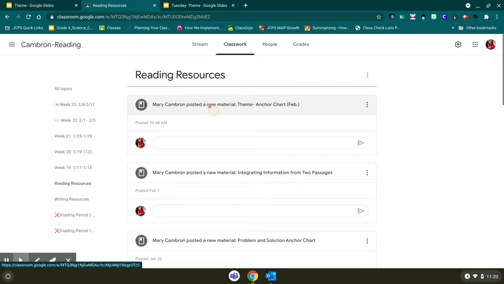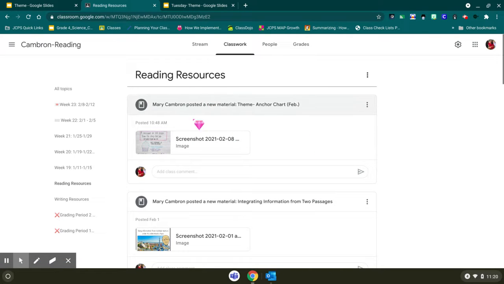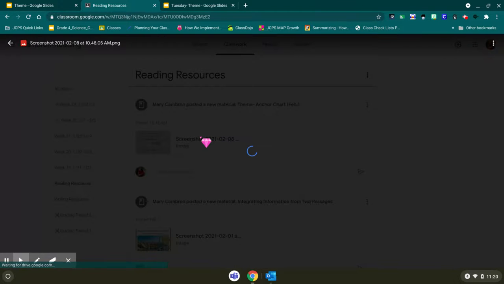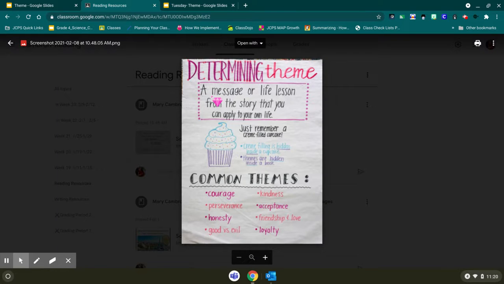In your reading classroom, under reading resources, I've also added an anchor chart. Now this one says theme anchor chart February because you do have another theme anchor chart from the first time we discussed this, but this is just an updated anchor chart that you can use this week as we are discussing theme and as you are working on assignments.